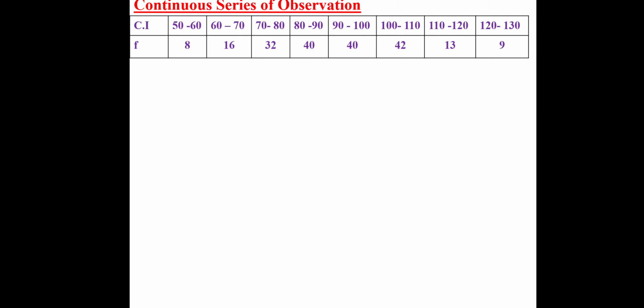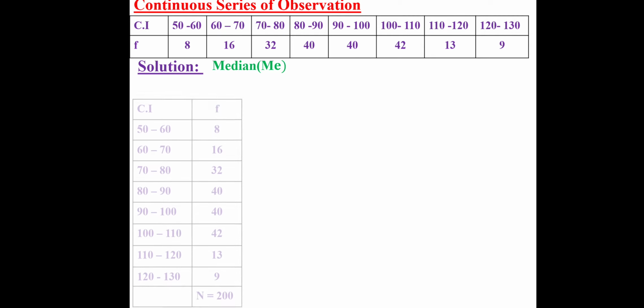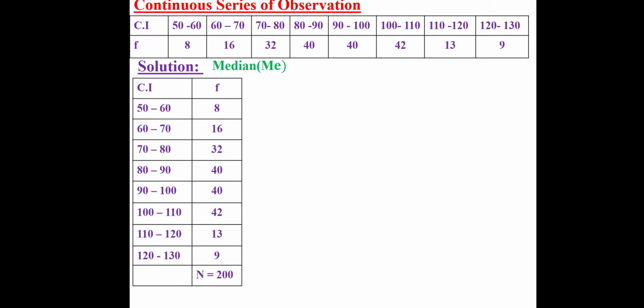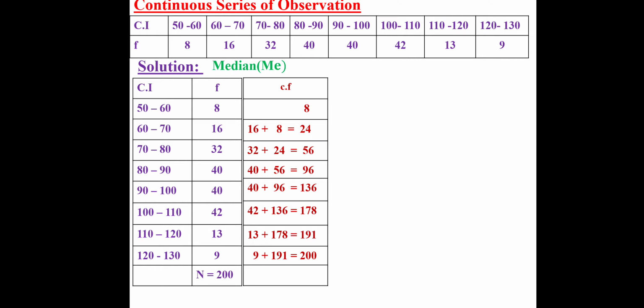Then we can go for median. Median, as usual, the same procedure, will be written vertically. Then we know the total of the frequency column is 200. We need to find out CF: 8, 16 plus 8 is 24, 32 plus 24 is 56, 40 plus 56 is 96, 40 plus 96 equals 136, 42 plus 136 equals 178, 13 plus 178 equals 191, 9 plus 191 equals 200. So in this way, for median it is compulsory that we find the cumulative frequency. Then only you will be able to find the median.